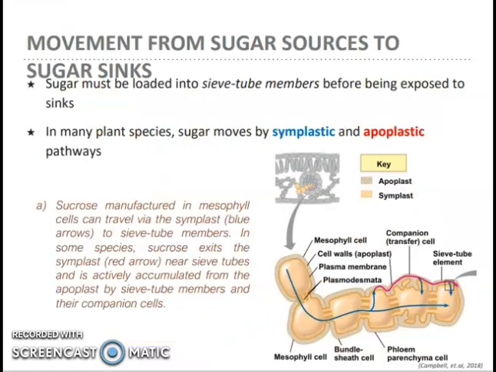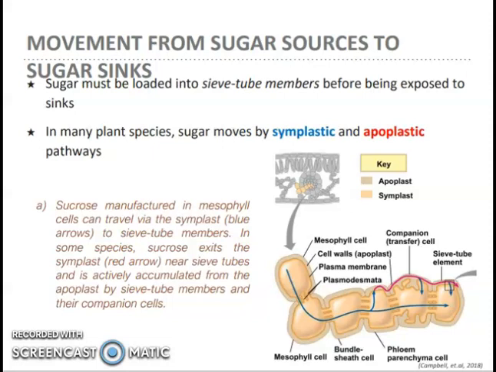Now we want to discuss the information related to this slide, entitled Movement from Sugar Source to Sugar Sink Tissue. In the process called sieve element loading, sugar is transported into the sieve element and companion cell. Another name for this mechanism is short distance transportation of sugar or sucrose molecules inside the plant tissue.